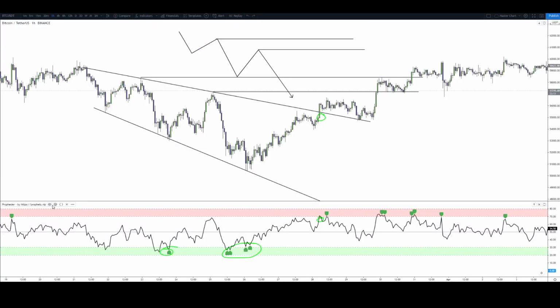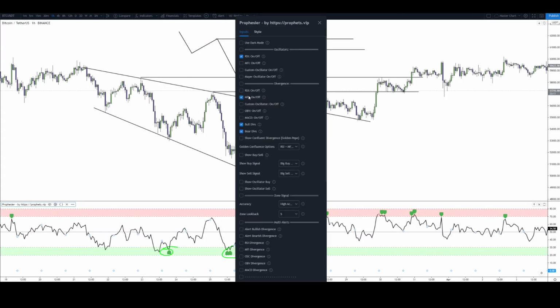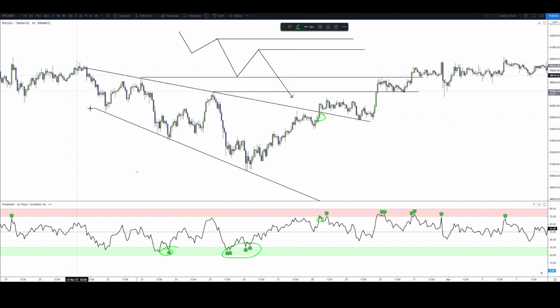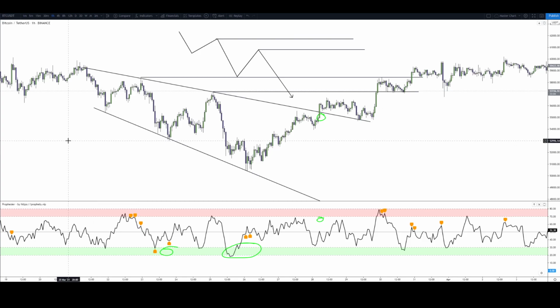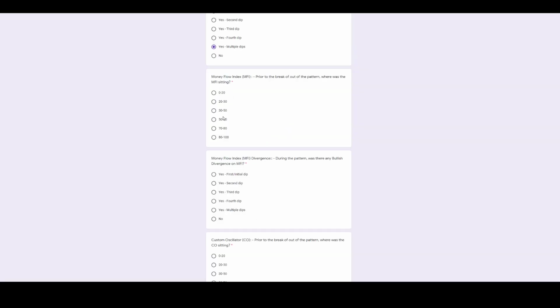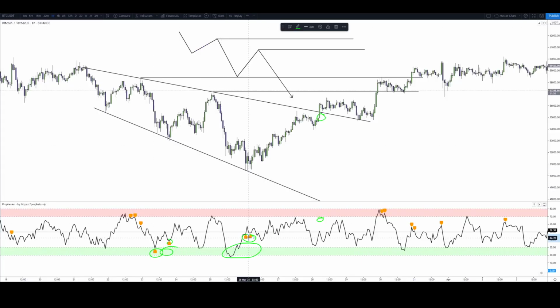So go back into the indicator, turn that off, turn that on, turn that off, turn that on. Go OK. MFI is similar to RSI, but it's based on volume as well. So there's more divergence here, and then more divergence here on that final dip. Alright, so yes, and on multiple dips.